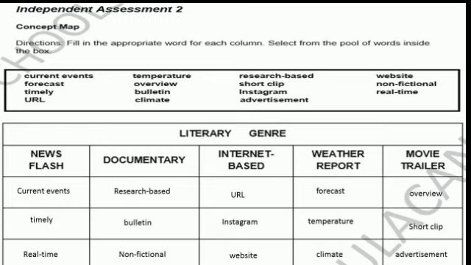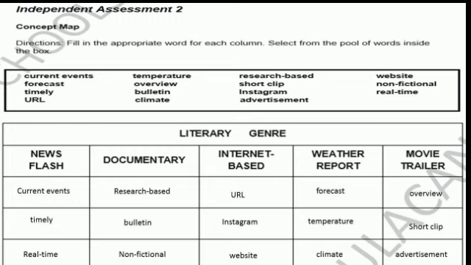Next, internet-based: URL, Instagram, and website. We are all familiar with these terms, that they are included in the internet, right? Next, weather report. We have forecast, temperature, and climate. These terms have something to do with our weather. And lastly, we have the movie trailer: overview, short clip, and advertisement. Since it is a movie, a movie trailer also serves as an advertisement for the audience to watch the movie, and an overview or short clip of the movie itself. So count the number of correct answers and write your score on the upper right corner of your paper.